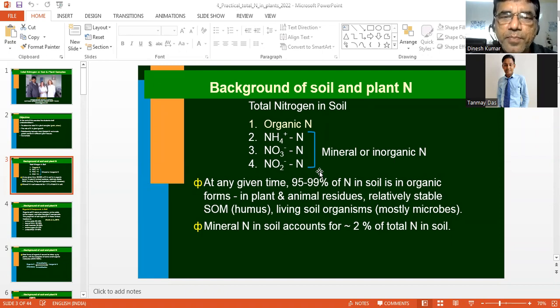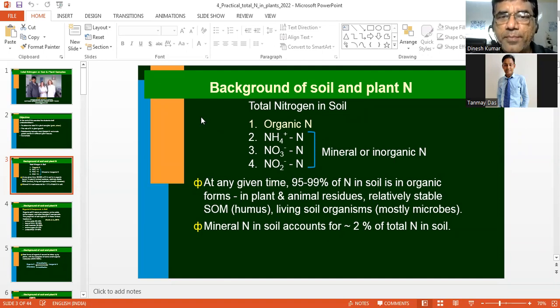By nature it is a very temporary kind of ion in the soil, because it becomes toxic to the plant. A little higher concentration of NO2, or nitrite, is toxic to the plant. So nature has made it very ephemeral, very temporary, and it is immediately converted to nitrate. So these are the three forms which are mineral or inorganic nitrogen.